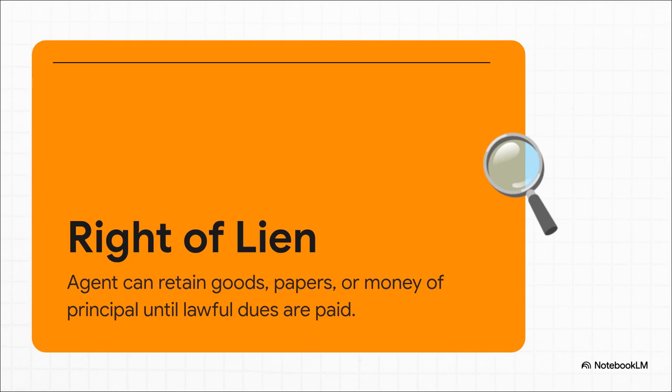Okay, let me pause the lecture right here. Mark a massive star next to this in your notes, unless, of course, you enjoy losing 5 easy marks. Section 221 frequently appears as a standalone question in your KSLU exams. The absolutely crucial phrase to emphasize here is, until lawful dues are paid. A lien is a possessory right, meaning the moment possession is lost, the lien is lost. Make sure this concept is crystal clear in your minds.